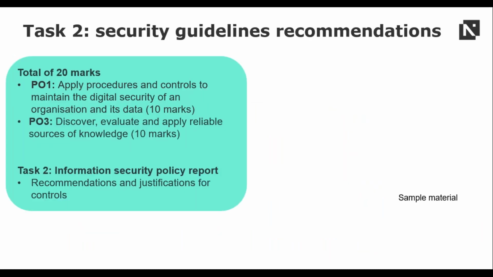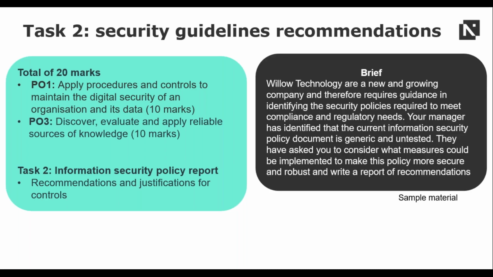Now, assignment 3, task 2 is worth a total of 20 marks, and marks are awarded against the skills and knowledge performance outcomes shown. Now, this task will be scheduled after the completion of task 1 and sat in one session on day 1. Students will have 2 hours to use the information in the brief and the task instructions to assist in writing an information security policy report that contains recommendations and justifications for controls that could be included within the information security policy for the company in the brief.